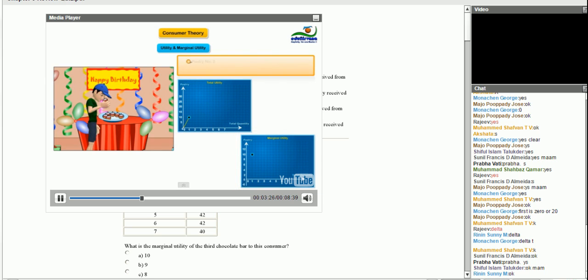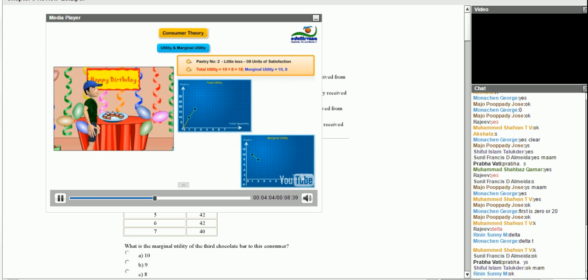Pastry number 2 was good, but not as good as pastry number 1, because your hunger and need for sweets was already partly fulfilled. So, the second pastry added a little less, say, 8 units to your overall sense of well-being. So, the total utility increased to 18, 10 plus 8. But the marginal utility, the incremental utility derived by eating the additional piece of the same, decreased from 10 to 8.